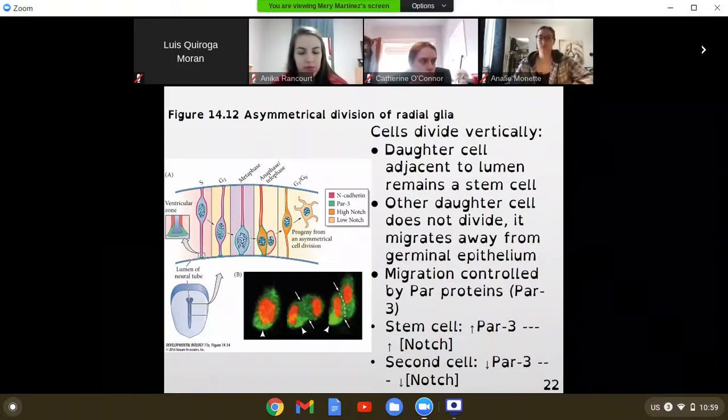The nucleus is near the exterior edge. So here we have the lumen. This is the exterior of the tube. This is the ventricular zone closest to the lumen, and this is a cut like this. So this is the S phase. We see that the nucleus is more towards the outside of the tube, right?